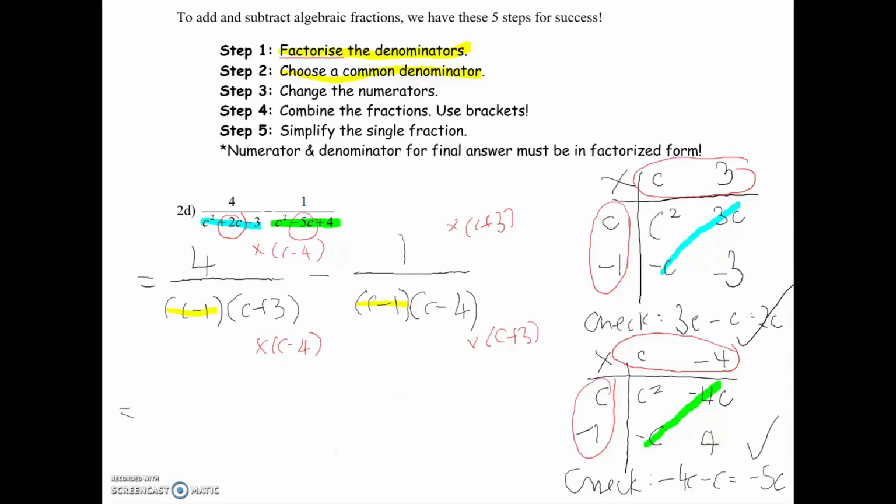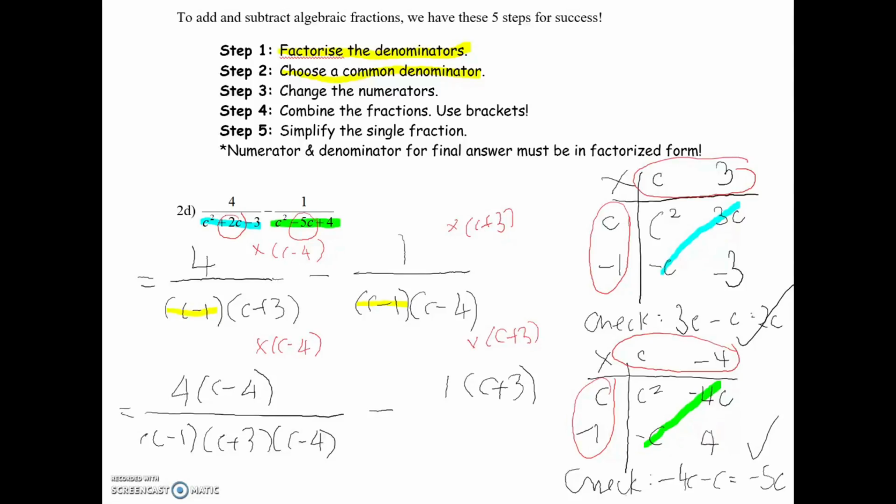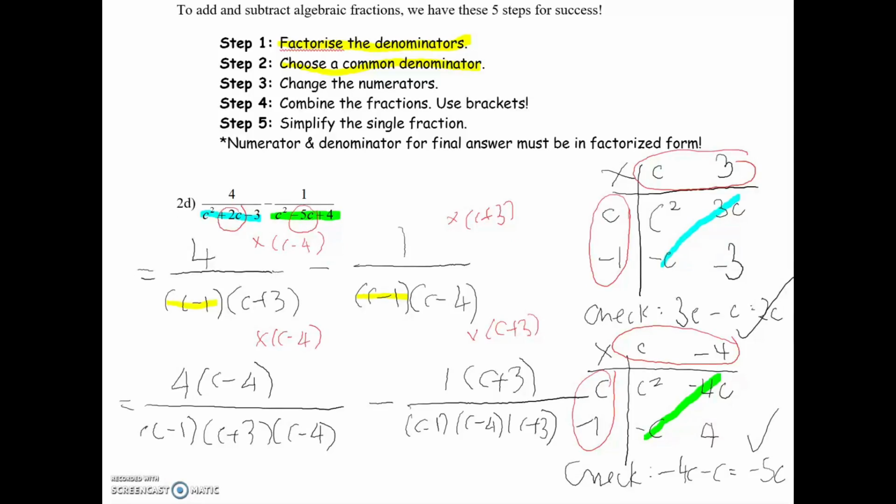So we will get 4 multiplied by c minus 4 over c minus 1 multiplied by c plus 3 multiplied by c minus 4, and minus the second fraction, which is 1 multiplied by c plus 3, and the denominator will be c minus 1 times c minus 4 times c plus 3. Step 3, we can simplify and expand the numerators.